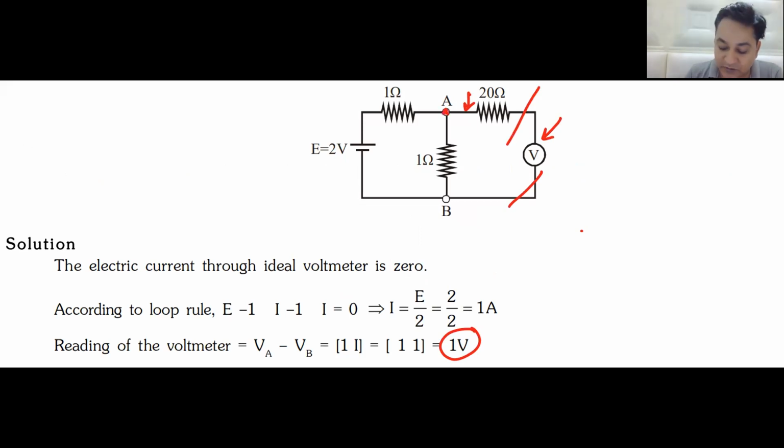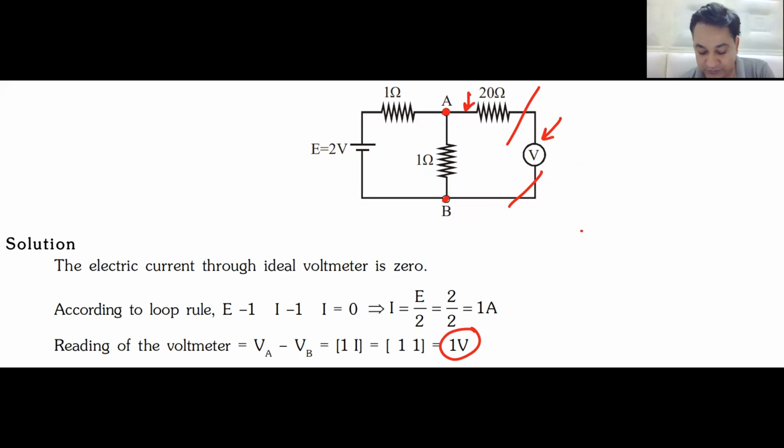You basically have to find out the potential difference between these 2 points. Battery is 2 volt. Resistance is 2 ohms. Current is 1 ampere. You multiply it by 1. The answer would be 1. Yes or no? Yes, sir. Straightforward question.